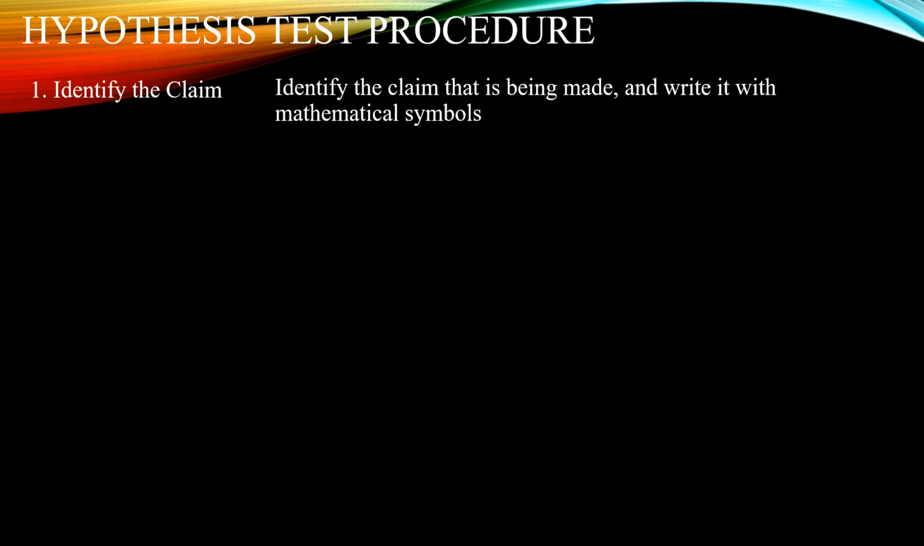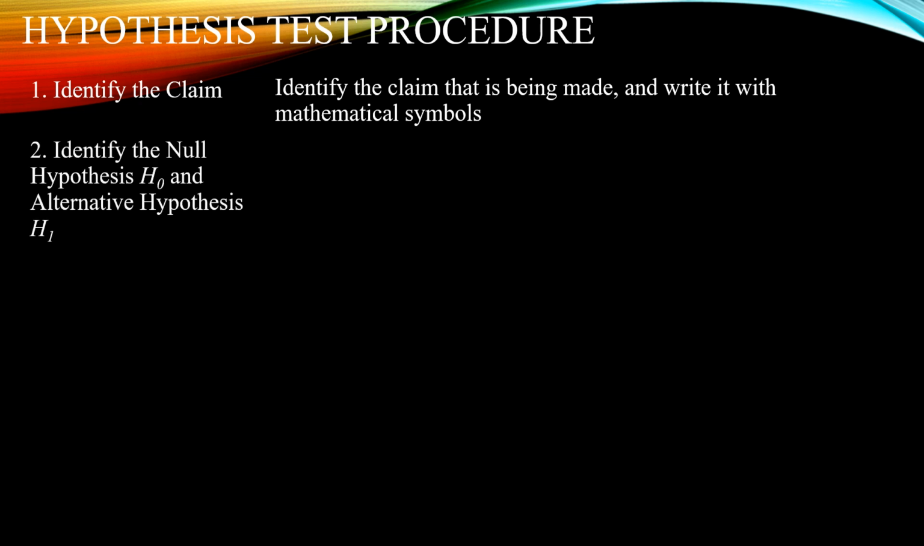And the first step is to identify the claim. So that is simply reading the statement that is being made and identifying what claim is actually being made and whether it contains an equal sign or not. So you identify the claim that's being made, you write it down with mathematical symbols. If it's a claim about mean, you'd use symbol mu. If it's a claim about population standard deviation, you would use sigma. If it's a claim about population proportion, you would use p.